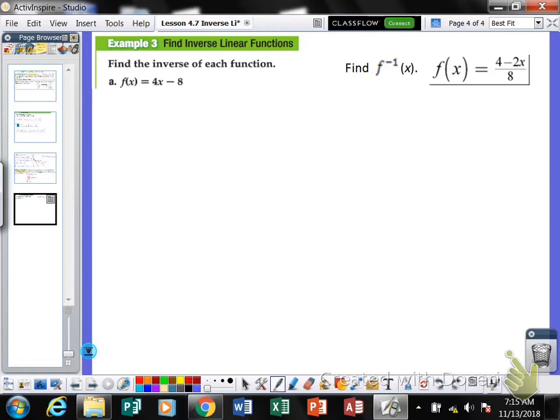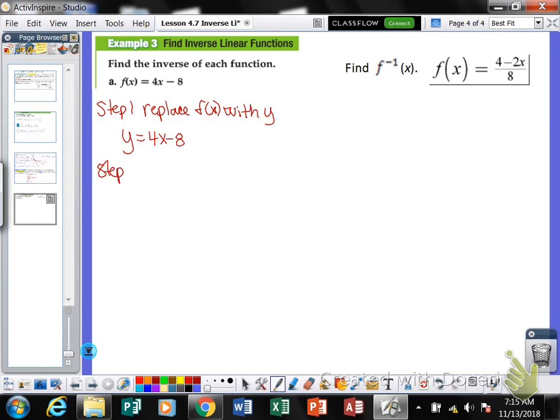Basically I'm going to show you this step by step, and then hopefully that will help. I do know that students do struggle with this from time to time, but if you follow these steps, you should be okay. So the first step, step 1, is replace f of x with y. So then I get y equals 4x minus 8.